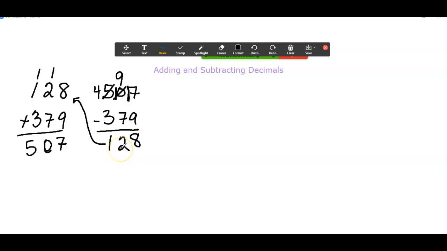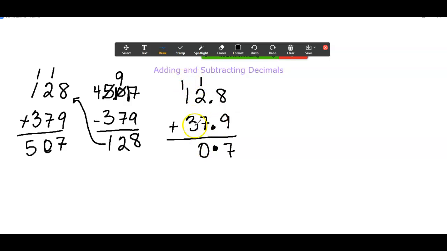Now, I want to show you what that looks like with decimals. Let's say I have 12 and 8 tenths and 37 and 9 tenths. I like to always place my decimal first so I don't forget. Well, 8 plus 9 is 17. 7, 8, 9, 10. 3, 4, 5. Oh my, look at those digits.